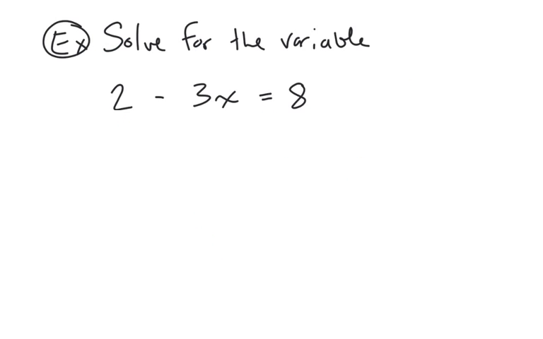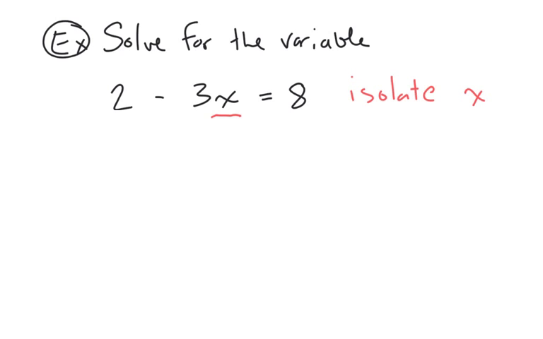In this example, we're going to solve for the variable in the equation 2 minus 3x equals 8. The first thing you want to do is identify the variable. The variable we have here is x. Ultimately, we want to isolate our variable of x. We want it all by itself. However, x is currently stuck with negative 3 through multiplication and is also stuck with this positive 2.